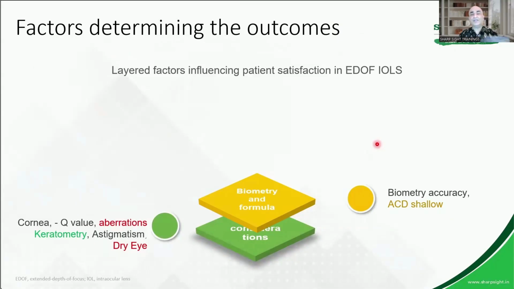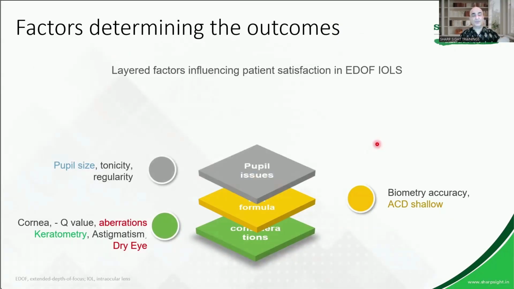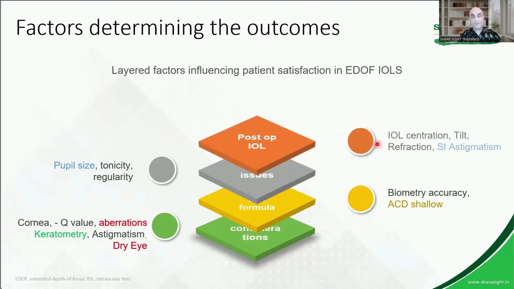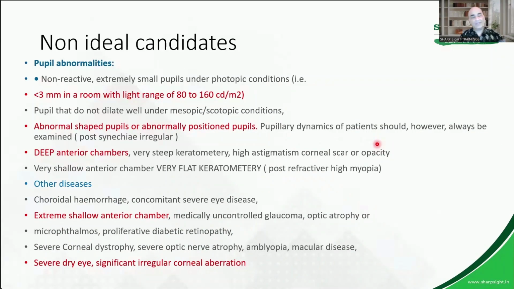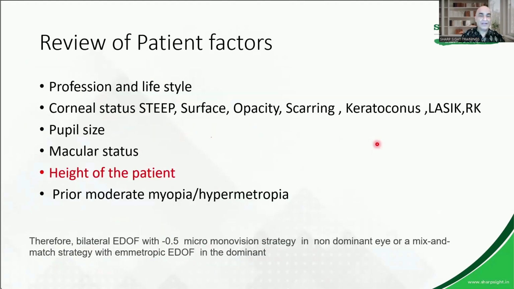So what are the different layers which influence patient satisfaction? Of course, the cornea, the surface disorders, the aberrations, the accuracy of the biometry, a very deep or very shallow anterior chamber, a very large or a very small pupil, IOL centration, surgeon-induced astigmatism, and the end refraction, and then of course the patient's expectations. This is a brief summary of all the exclusion criteria, non-ideal candidates. Just like a diffractive lens, but these EDOF lenses are far more forgiving than the diffractive lenses.